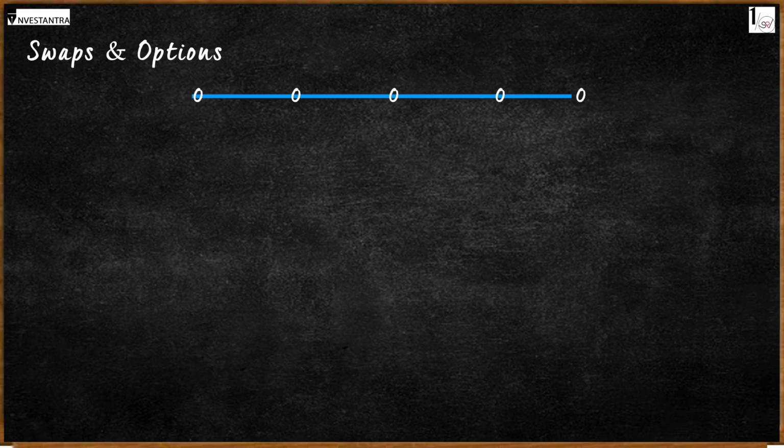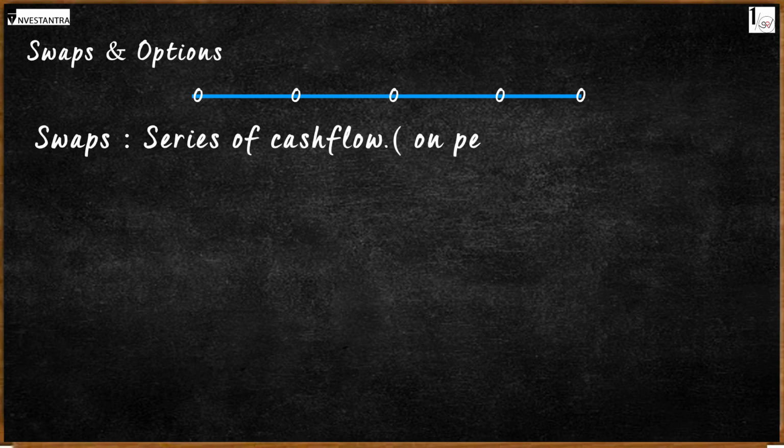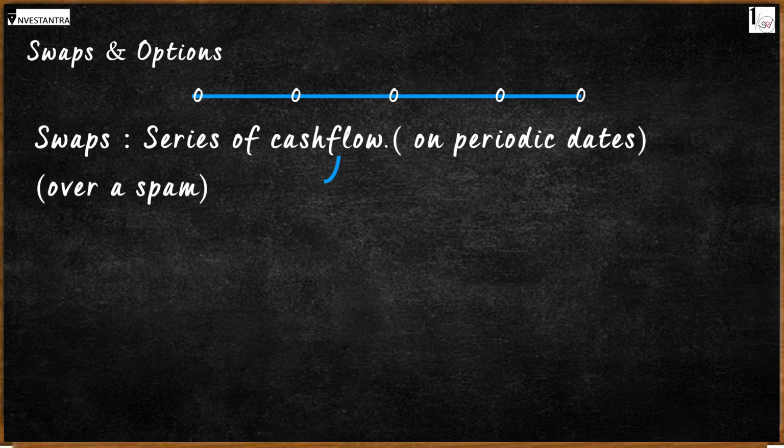Okay, so swaps. When I say swap, what you need to think of is a series of cash flows on periodic dates over a span. An example of this would be every 3 months, over a span of time that can be 9 months total. That means every 3 months there will be an exchange.